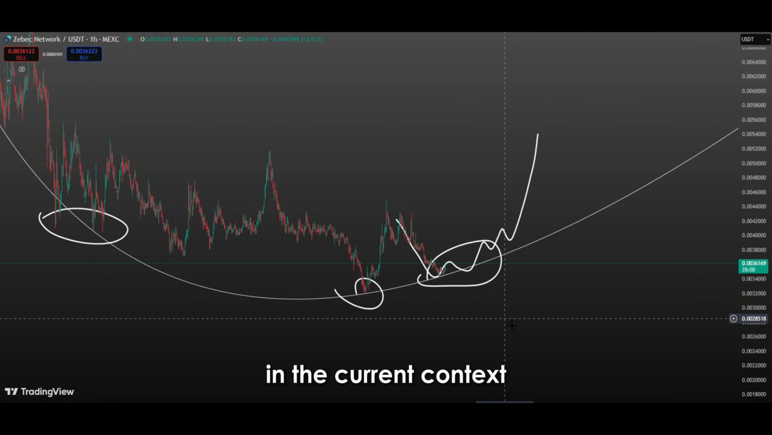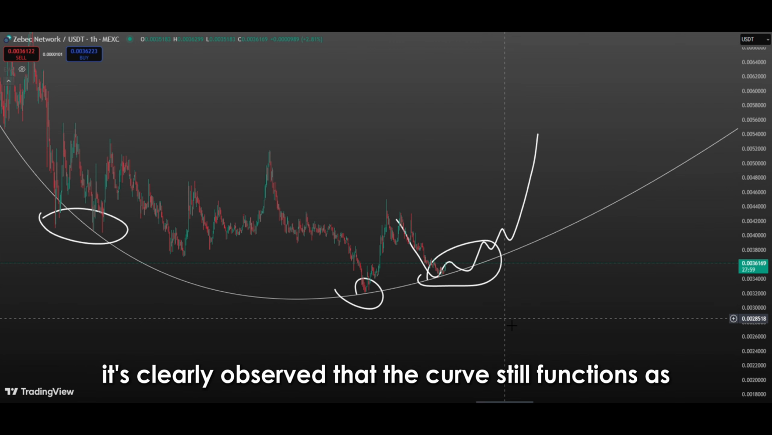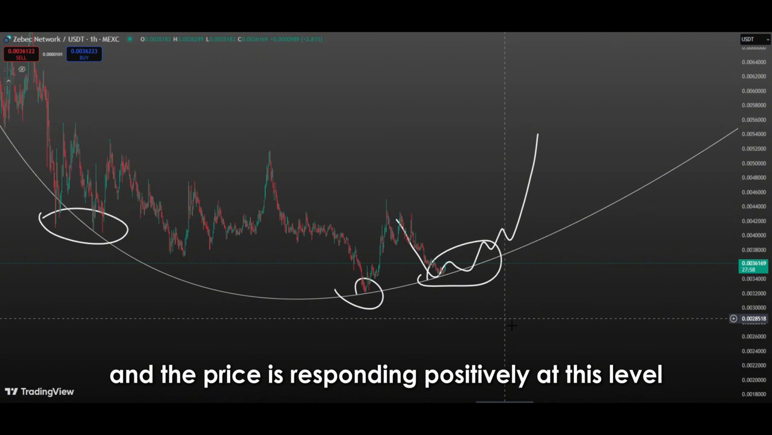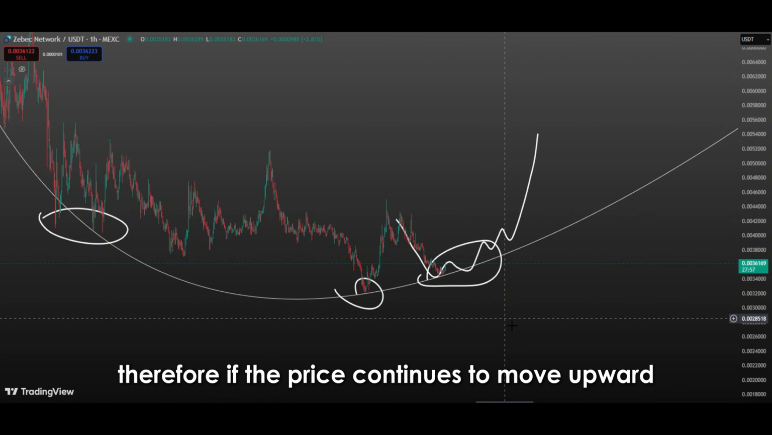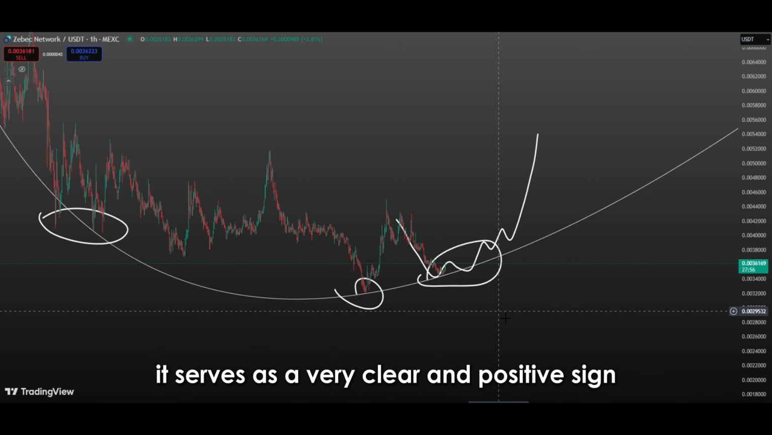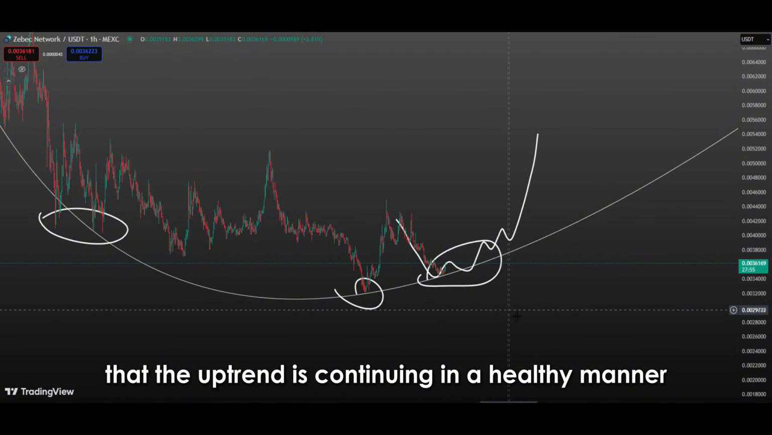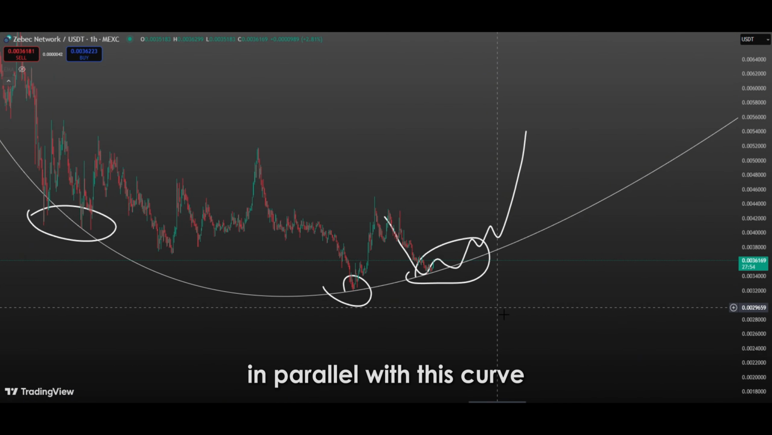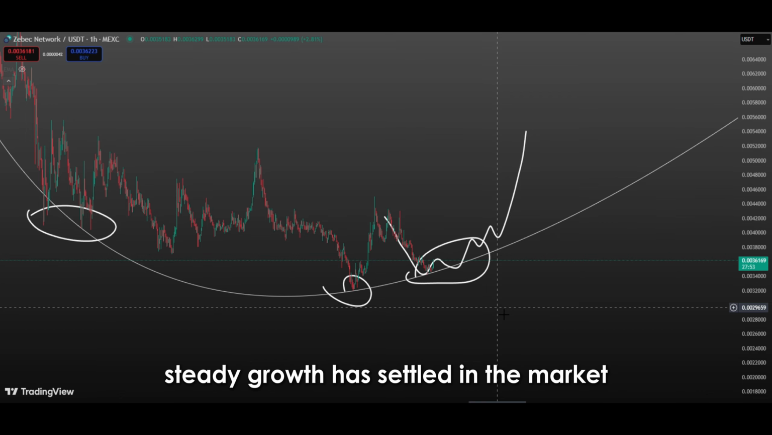However, in the current context, it's clearly observed that the curve still functions as support, and the price is responding positively at this level. Therefore, if the price continues to move upward by reacting to this curve without breaking it, it serves as a very clear and positive sign that the uptrend is continuing in a healthy manner. Additionally, the fact that the price is rising in parallel with this curve shows that a perception of steady growth has settled in the market.